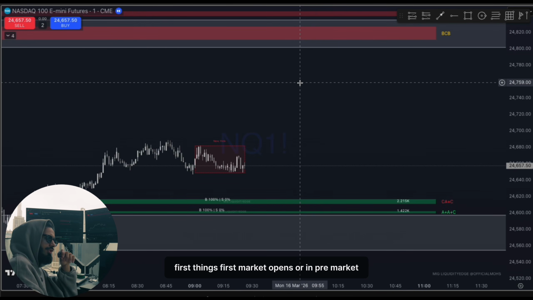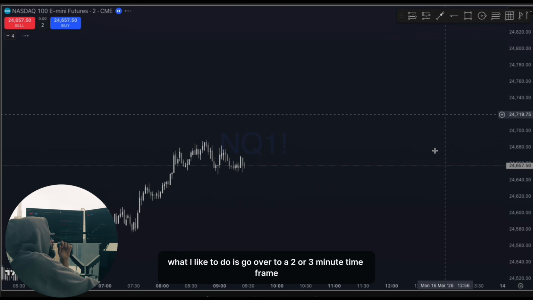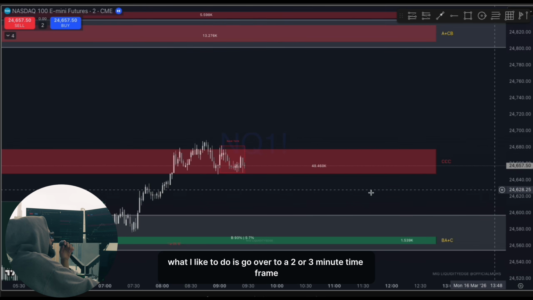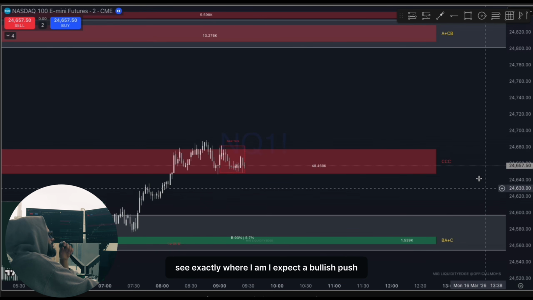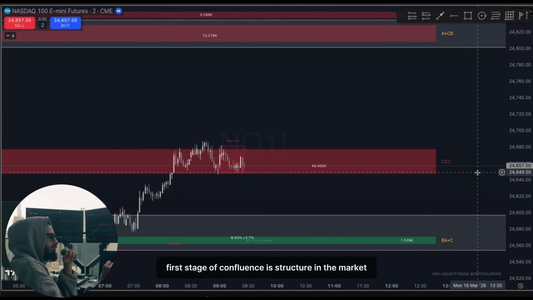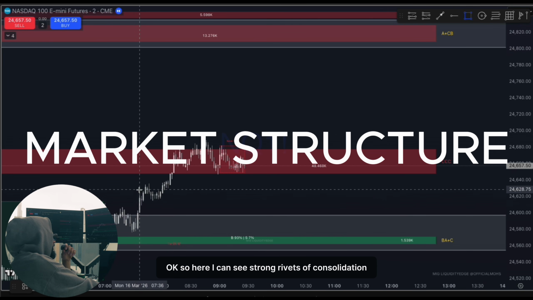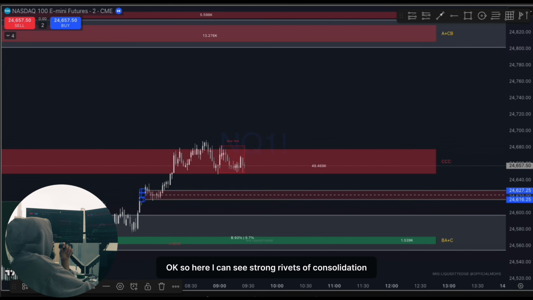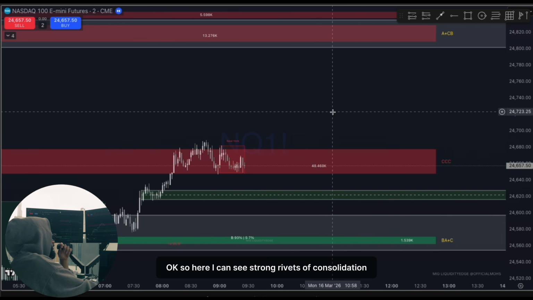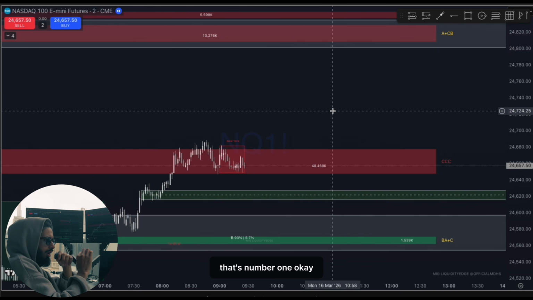Okie doke. First things first, market opens or in pre-market, what I like to do is go over to a 2 or 3 minute time frame, see exactly where I am. I expect a bullish push. First stage of confluence is structure in the market. Okay, so here I can see strong rivets of consolidation. That's number one. Okay, yes, our liquidity zone prints.